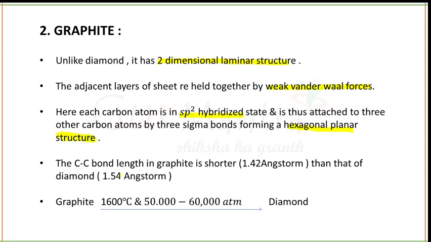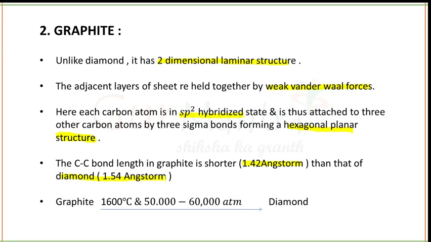When you talk about the carbon-carbon bond length, in case of graphite, this is 1.42 angstrom, which is less than that of diamond, which was 1.54 angstrom. So you have to learn the bond length of graphite and the bond length of diamond. Diamond bond length is 1.54 angstrom and graphite's bond length is 1.42 angstrom, which is shorter than that of diamond.